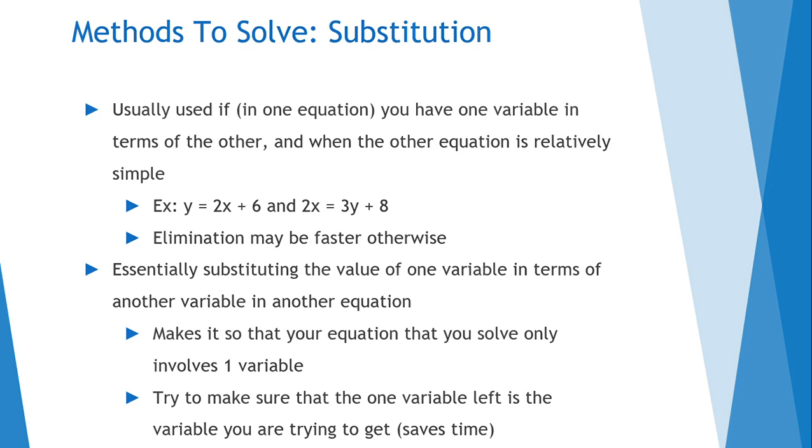Another tip with substitution: you want to make sure that the variable you're substituting for is the opposite of the one you want to find. Going back to my earlier example, y equals 2x plus 6 and 2x equals 3y plus 8 would be in perfect form if I wanted to solve for x. But I would have to rearrange that first equation if I wanted to solve for y, because I would want to have the y terms in terms of my x terms, so just isolate that x.